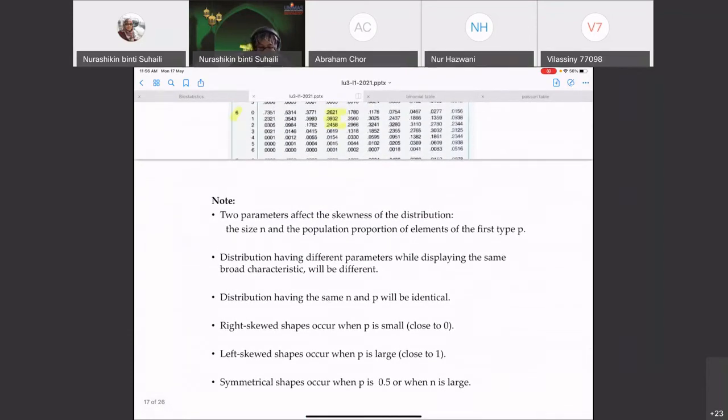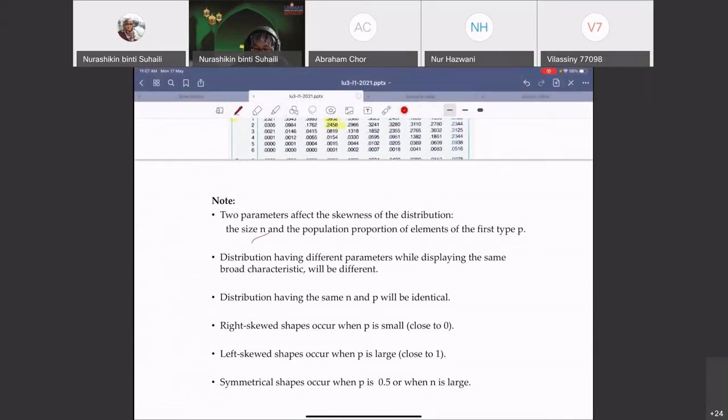Two parameters affect the skewness of the distribution. What does it mean here? It refers to the n, and it refers to the probability p. The skewness means whether it's skewed to the right or to the left, or whether it's symmetric. In short, the distribution depends on the n and also the probability of the event.